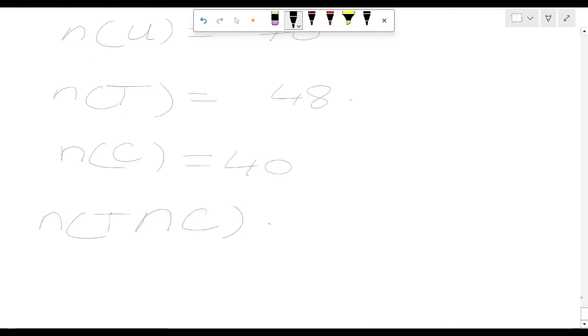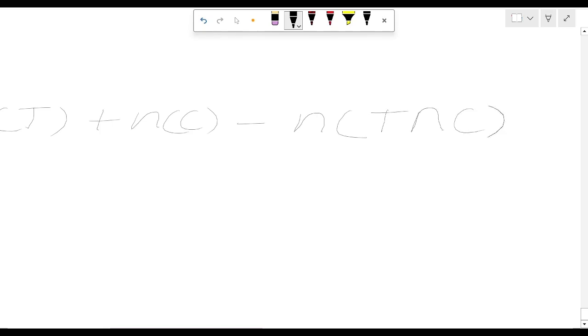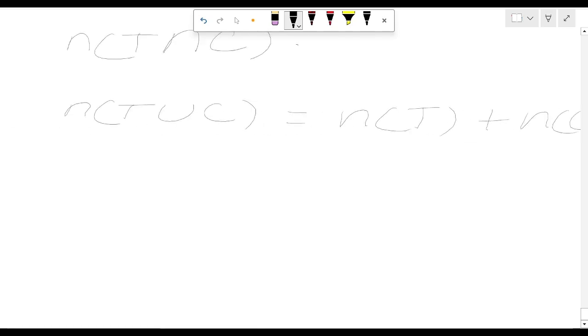How can we do this? So we will use the formula which we have used a lot of times throughout this exercise. It is the overlapping formula, n of A union B. So A in this case is T, so I will write n of T union C is equal to n of T plus n of C subtracted from n of T intersection C. Now we will just place our values.